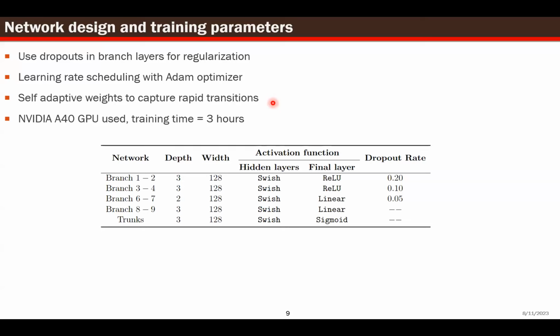We also use self-adaptive weights because we wanted to capture the sharp transitions. And we used an NVIDIA A40 GPU, and the training took roughly 3 hours.